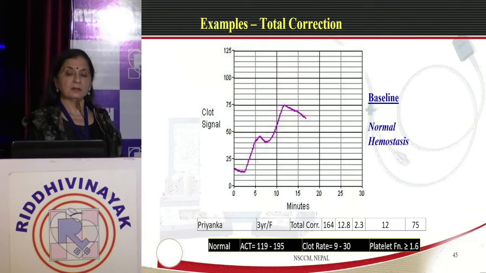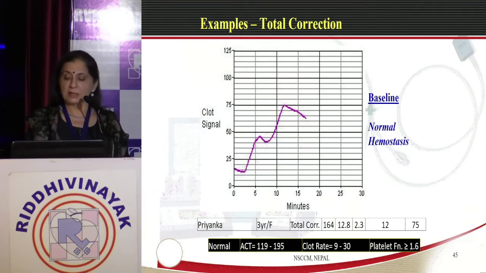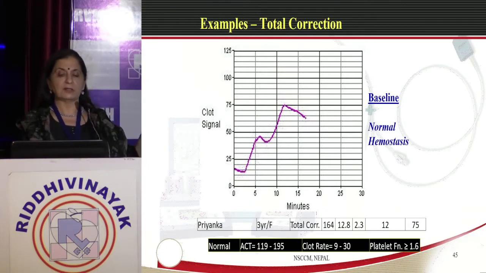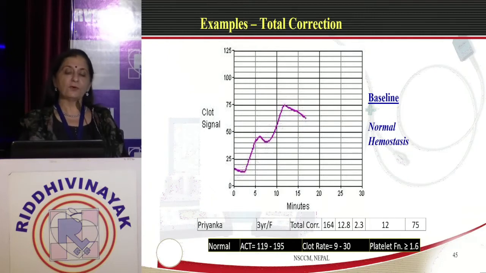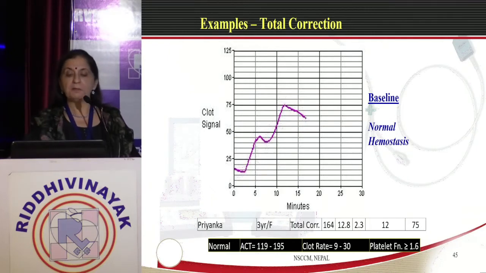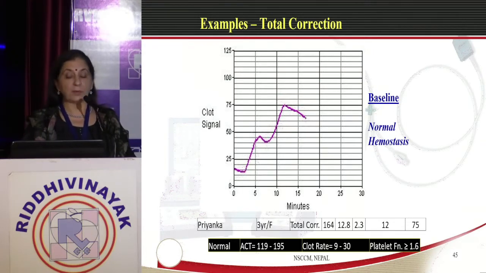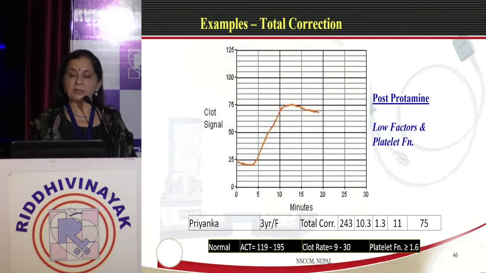When you get this kind of a curve with a double hump and a peak, it means your patient has normal hemostasis. But can you see those values below? A 3-year-old child undergoing a total correction. ACT is 164, which is normal. The clot rate is between 9 to 30, and here it's 12.8. And your platelet function has to be more than 1.6. Here it is 2.3, so it is more, and everything is normal.